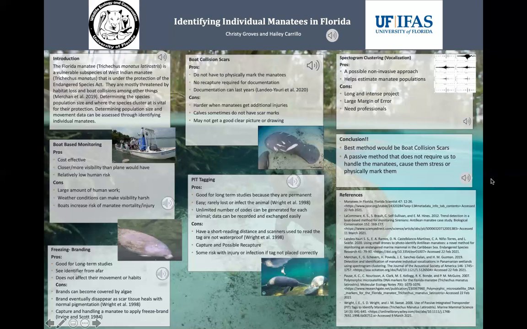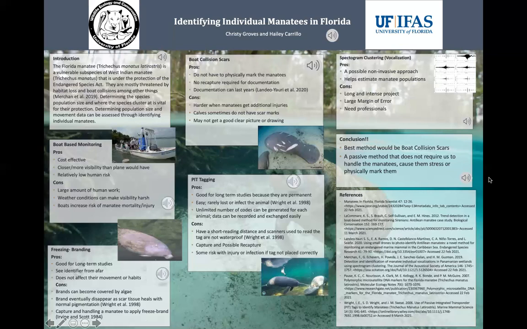The pros of this method are that it's a possible non-invasive approach, and it helps support estimating manatee populations. The cons, however, are that it's a long and intense project. You have a margin of error, and you need professionals, therefore making it more cost intensive.